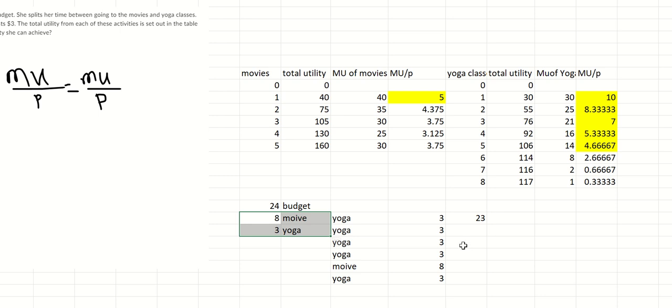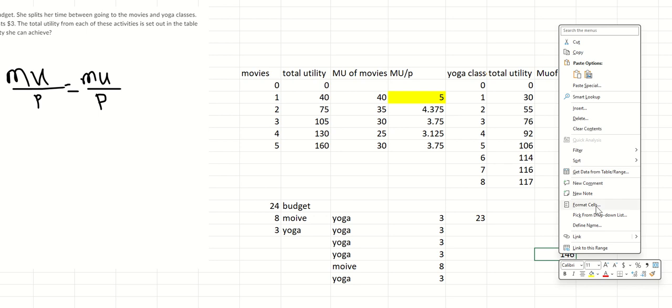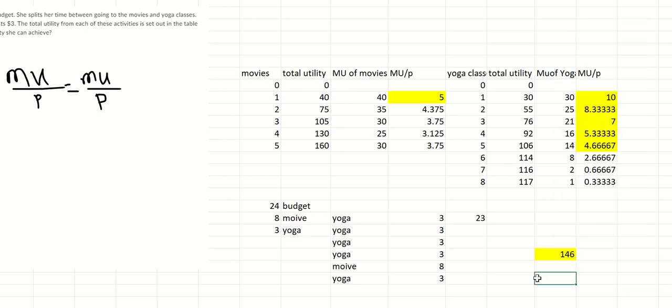So the best combination for Kim to engage in, she will purchase 5 yoga classes, and that will get her a total of 106 utility. She will also purchase 1 movie, and that will get her 40 utility. So together, 40 plus 106, our total utility for this will be 146. That is the answer for this question. That's the total utility she'll get from this consumption. Okay. All right. Let's look at the next question.